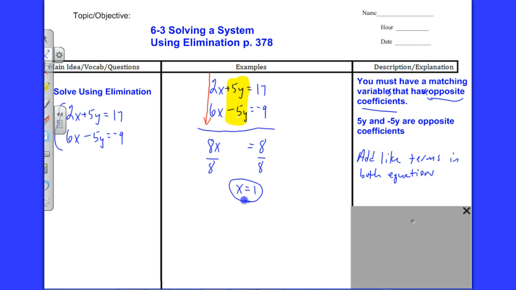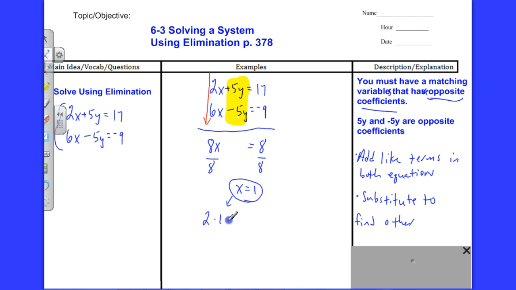Now the only thing left to do, remember since we're solving a system, you have to find both variables. You do have to substitute here to find the other variable. And at this point, it doesn't matter which one you choose to substitute into. So I'll pick the first one, 2x plus 5y. I'm going to replace the x with a 1 because x is equal to 1. I'm going to substitute that in there.